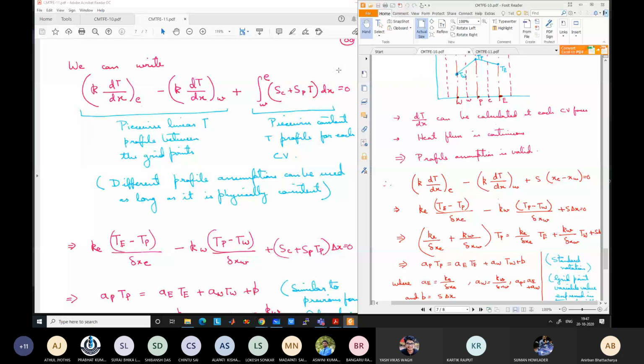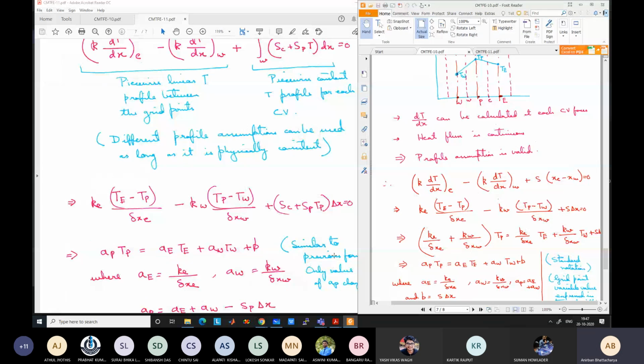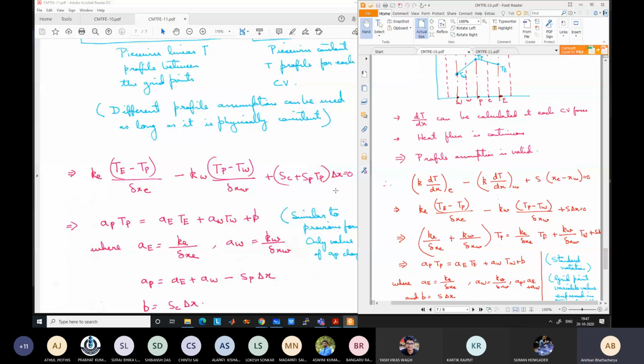Exactly the same form: AP TP equals AE TE plus AW TW plus B. The only thing that is going to change is the coefficients. The coefficient AE is the same, AE is equal to Ke by delta XE, and AW is equal to Kw by delta XW.